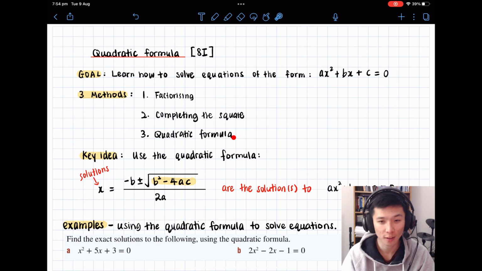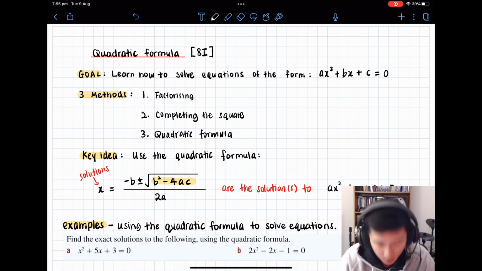Let me mention that we only use the quadratic formula method if the first two methods fail. Okay? So always try to factorize first. If you can't factorize it, maybe try completing the square. And if you can't complete the square, then use the quadratic formula. So let us begin. So here is the quadratic formula.